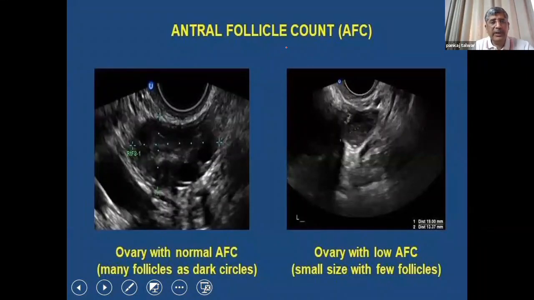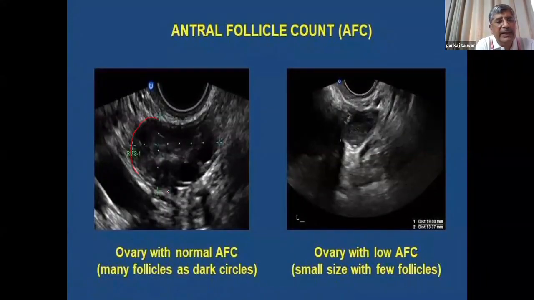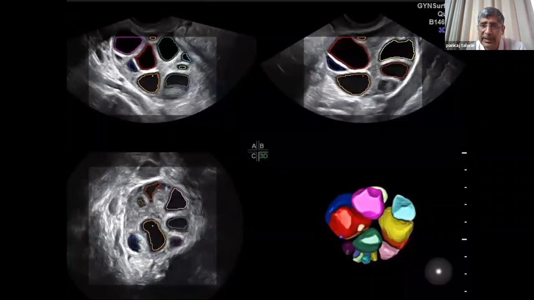So we look at this ovary on the ultrasound, and we find that multiple follicles are seen. This is an ovary with a normal antral follicular count. And in this ovary, we find very few follicles present. This is an ovary with a low antral follicular count. So this is how, when you do an ultrasound, you try to find out how many follicles are present.